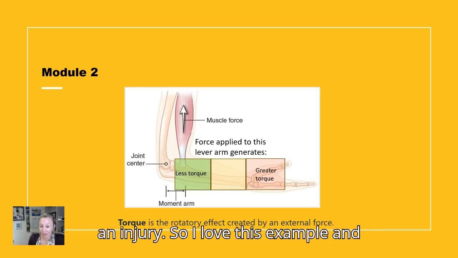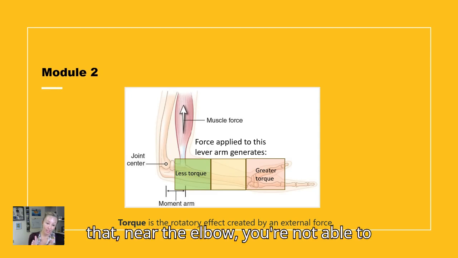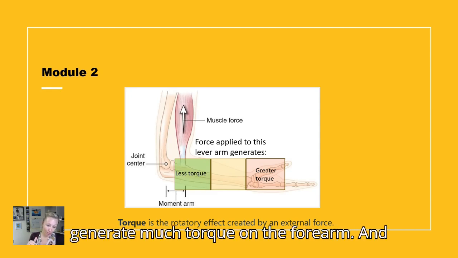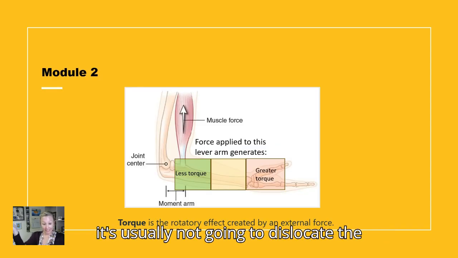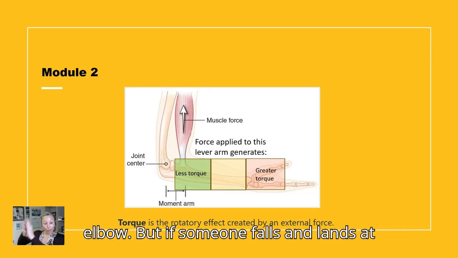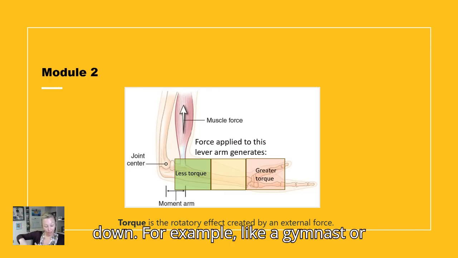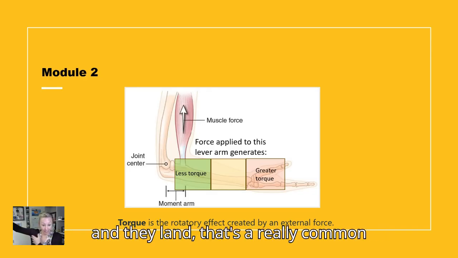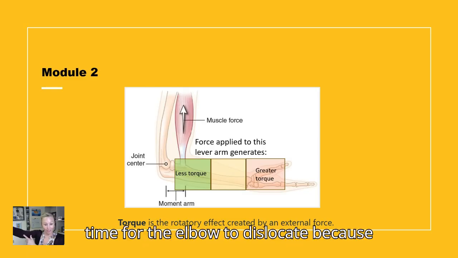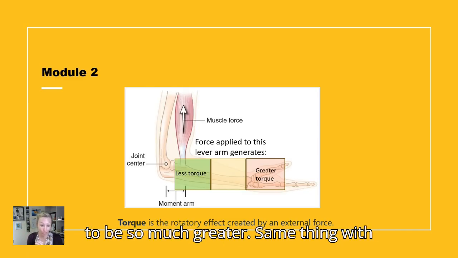Same thing applies to an injury. So I love this example. I have the colors on here. If you're near the elbow, you're not able to generate much torque on the forearm. And so if an injury happens right here, it's usually not going to dislocate the elbow. But if someone falls and lands at their hand, and they land like upside down, for example, like a gymnast or somebody lands upside down, a wrestler when they're thrown upside down and they land, that's a really common time for the elbow to dislocate because the force and the torque on that is going to be so much greater.